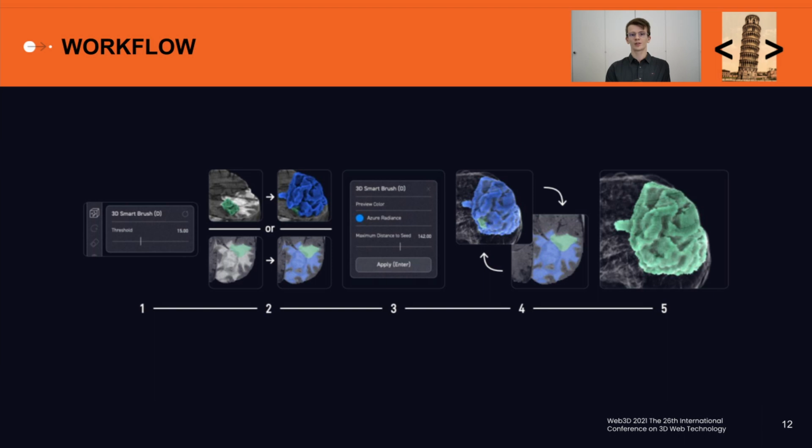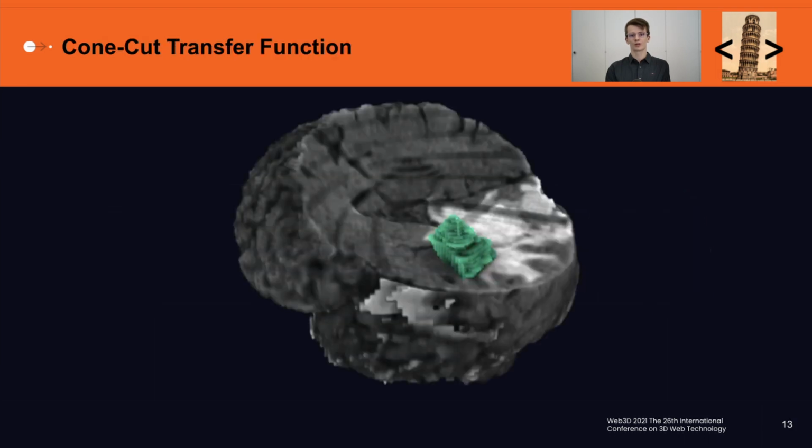This works especially well in the cone transfer function shown here. This transfer function works by clipping away a cone from the rendered MRI intensities while not clipping away the rendered segmentations. This way it is possible for the user to look into and place a seed in the middle of the brain while still seeing any pre-existing parts of the segmentation like the teal one shown here.